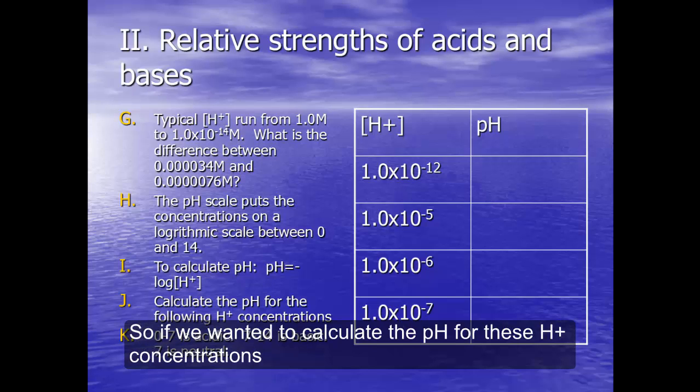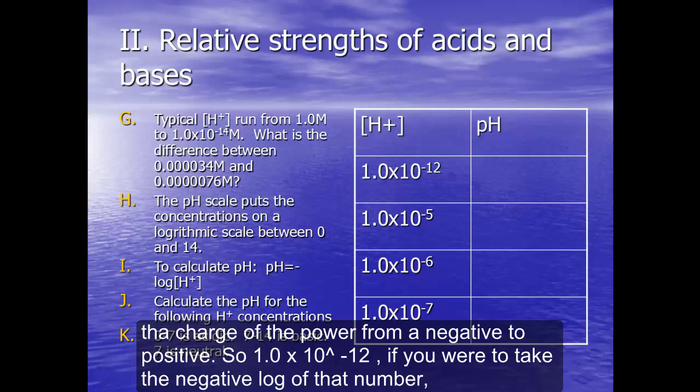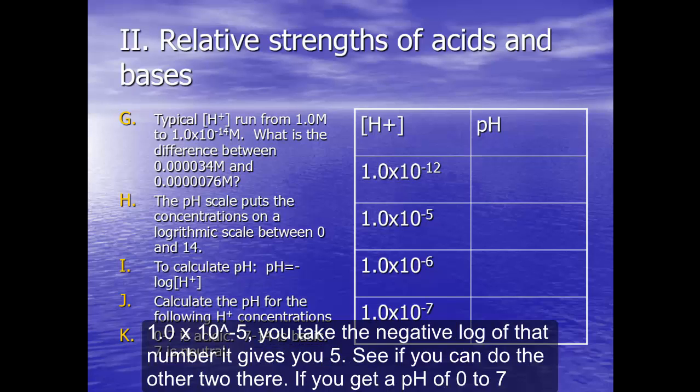So if we wanted to calculate the pH for these H+ concentrations written to the right there, we would take the negative log of the concentration, and what that gives us is the power. It also changes the sign of the power from a negative to a positive. So 1.0 times 10 to the negative 12, if you were to take the negative log of that number, it would give you 12. 1.0 times 10 to the negative fifth, you take the negative log of that number, it gives you 5. So see if you can do the other two there.